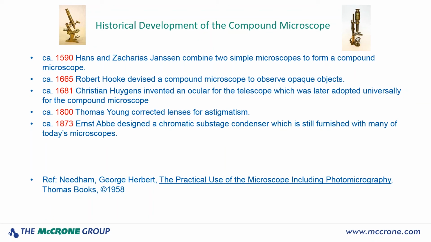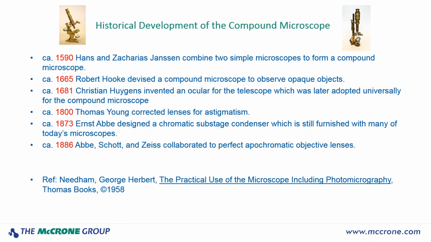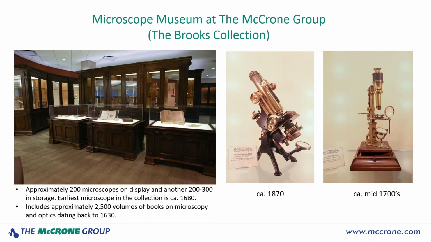Circa 1873, Ernst Abbe designed a chromatic substage condenser, which you'll find is furnished with many of today's microscopes. In 1886 or so, Abbe, Schott, and Zeiss collaborated to perfect apochromatic objective lenses. And then circa about 1900, around 120 some years ago, the compound microscope had essentially evolved into its present form. Now, as we all know, there's been lots of activity going on, microscope improvements, modularization of microscopes in today's world, and all kinds of accessories and filters and so on that come with them.